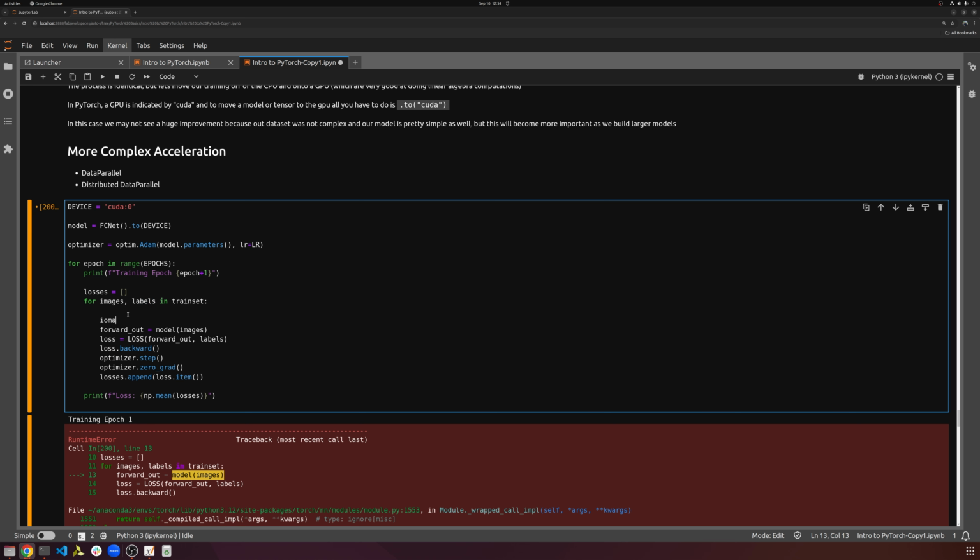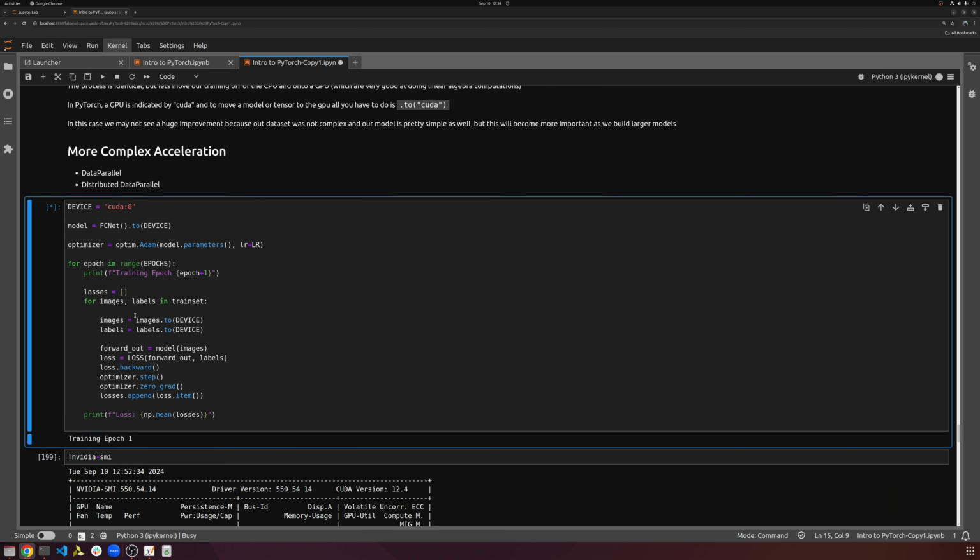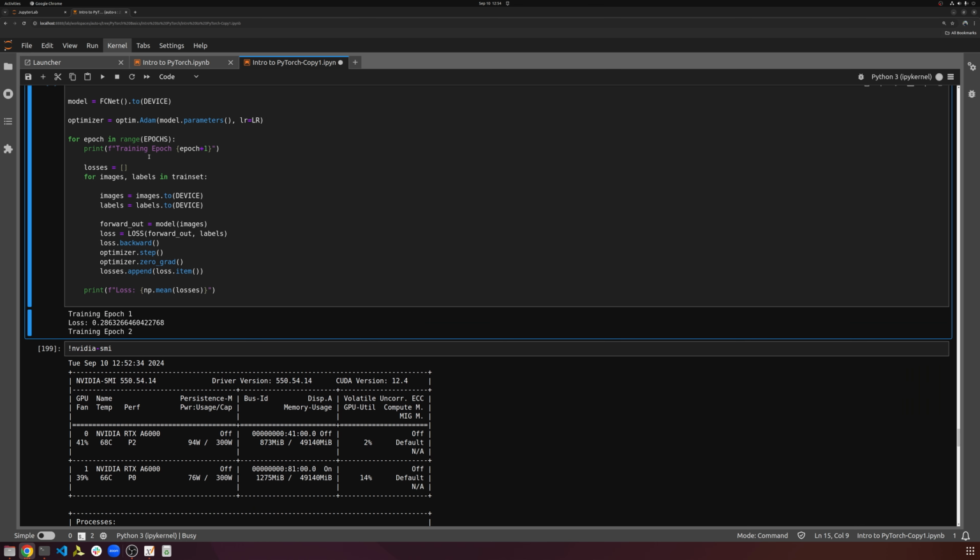We can do images is equal to images.to(device), right? All tensors have this .to operation, by the way. And then labels is equal to labels.to(device). That's going to go ahead and move our labels over. And now we should be golden, right? It's just going to quickly loop through all of this.